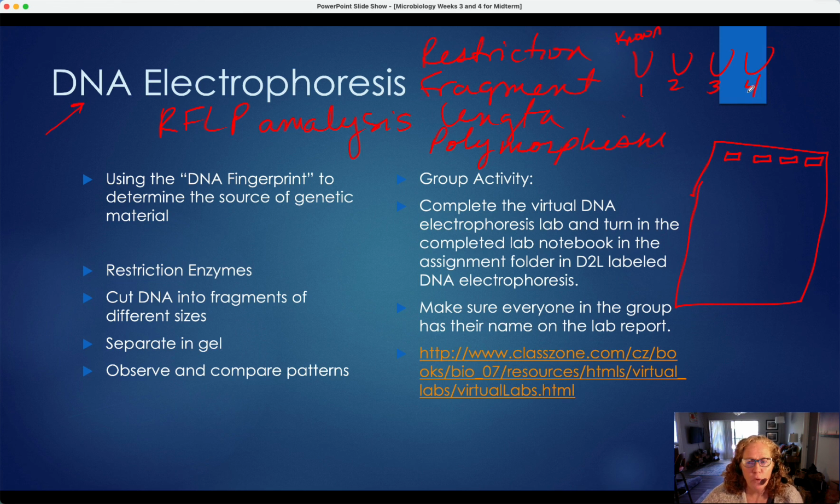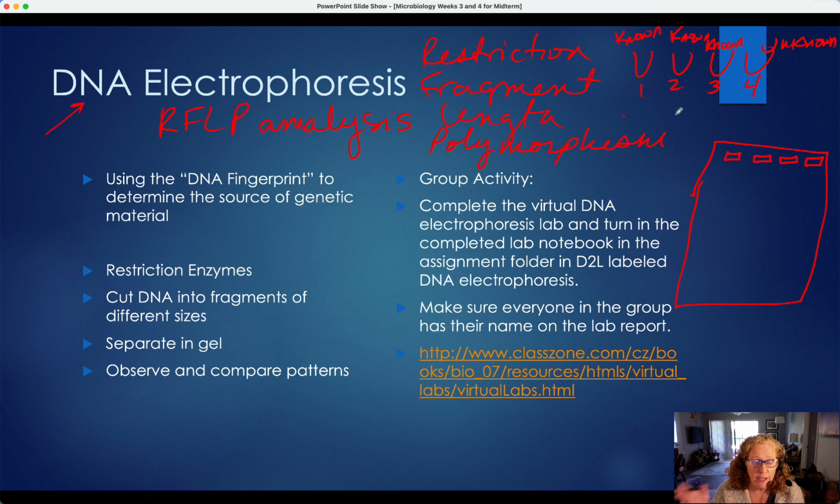So here I have 4 tubes. The first 3 are from known sources of DNA. I know where these have come from. In my 4th, this is unknown. And what I mean by this is I know I have DNA there, but I don't know what the source of that DNA is. Over here, these first 3, tubes 1, 2, and 3, I extracted that DNA from a known source. So I know exactly where that DNA came from.